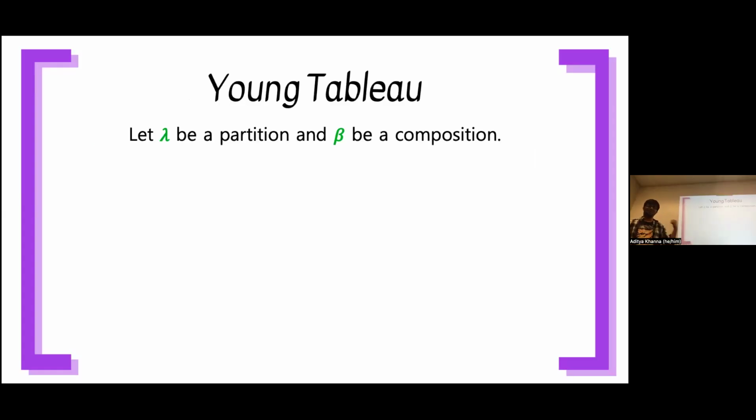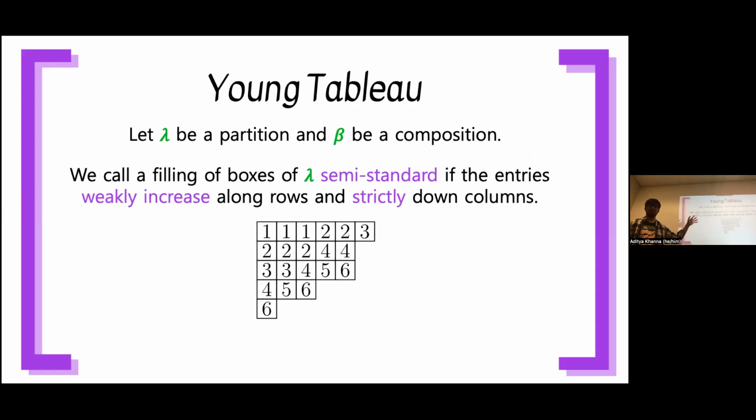So in this case, lambda is a partition, beta is a composition. That will be very important. And this will be mostly what I'll be using. Lambda, mu, gamma will be partitions. Beta, delta, alpha will be compositions. But I will make sure to tell you.